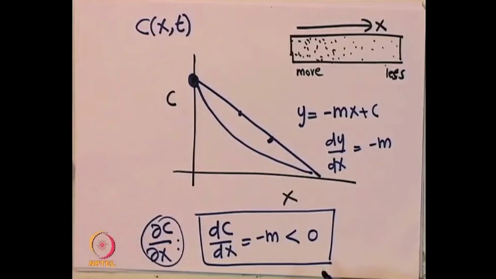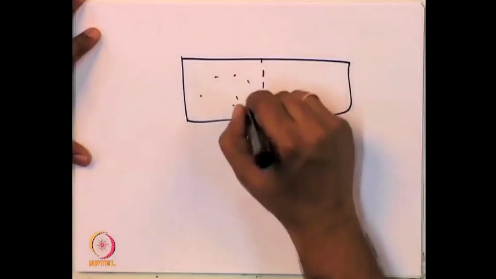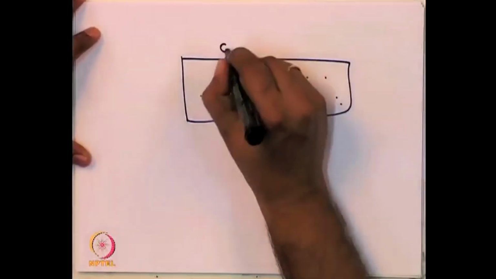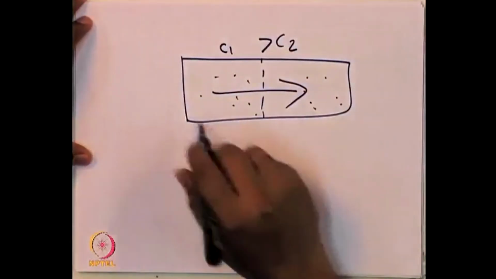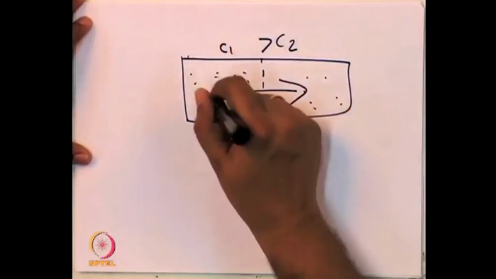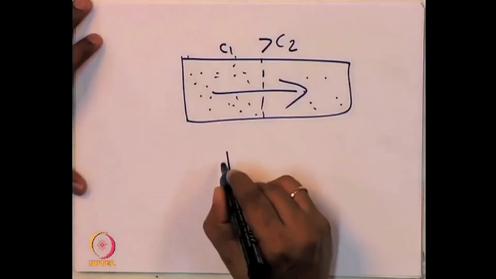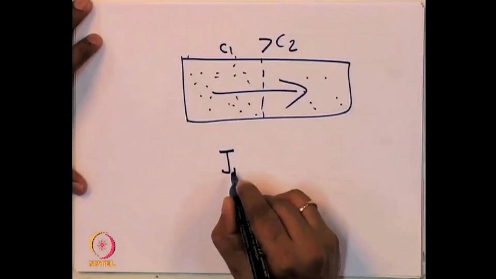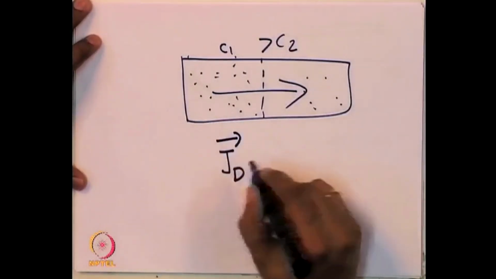Keeping this in mind, what do we want to look at? We want to look at the flow. So, we have this membrane, and we have ions here and ions here, and C1 is greater than C2, and we want to know about the flow from the larger concentration to the smaller. This we said is one kind of diffusion. So, we have a diffusive flow if you wish. Let me call this JD, the diffusive current, and it is a vector, it has a direction.